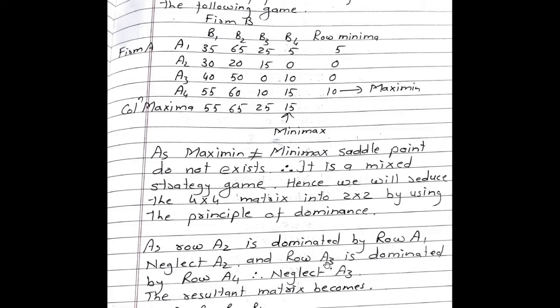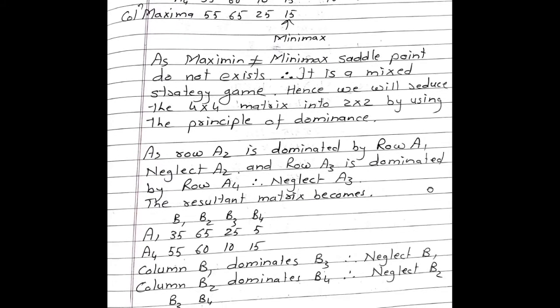Now compare row A3 and A4. So 40 is less than 55, 50 is less than 60, 0 is less than 10, 10 is less than 15. So row A3 is dominated by row A4. Therefore, neglect A3. So the resultant matrix becomes A1, A4, B1, B2, B3, B4.